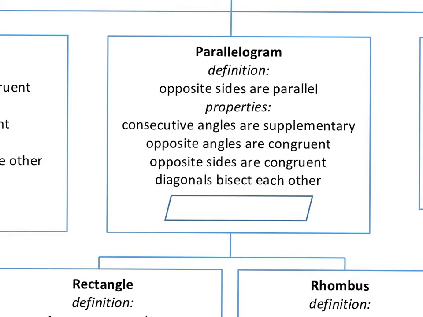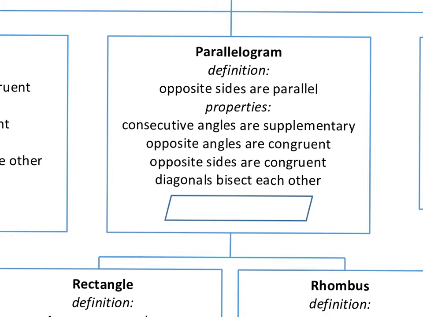In addition to that, opposite angles are congruent. Because these two angles add up to 180 and those two angles add up to 180, then this angle and that angle must be congruent to each other. And in similar fashion, these opposite angles here and here must be congruent to each other.